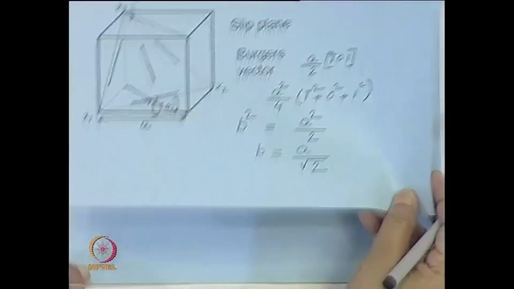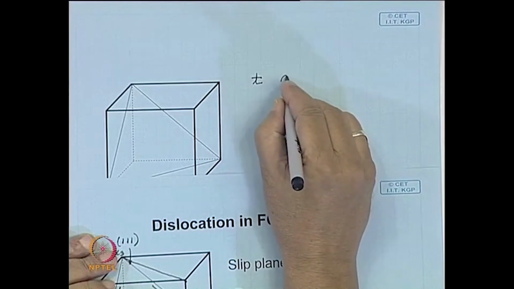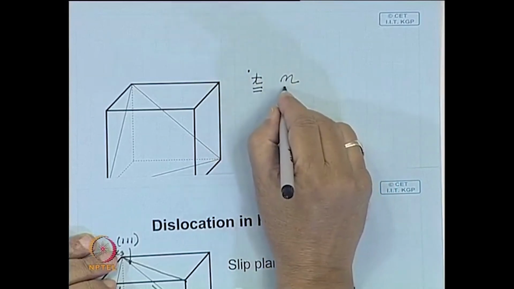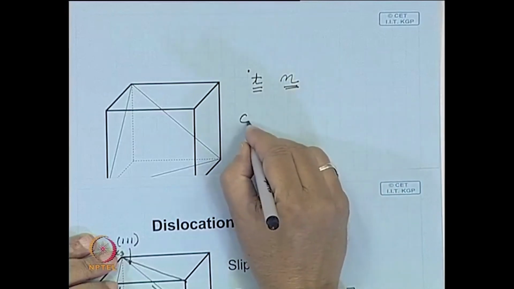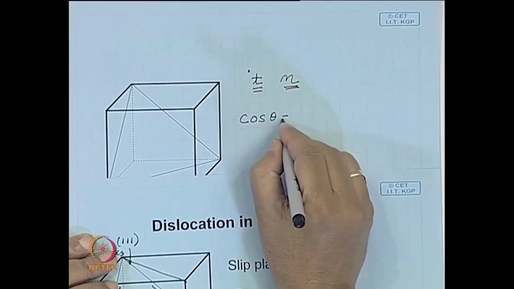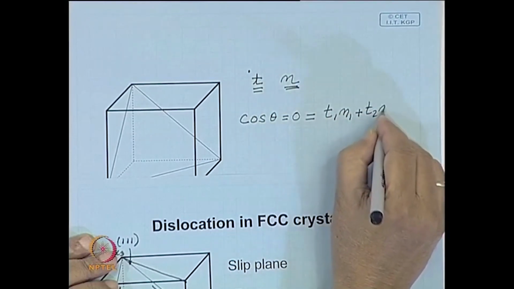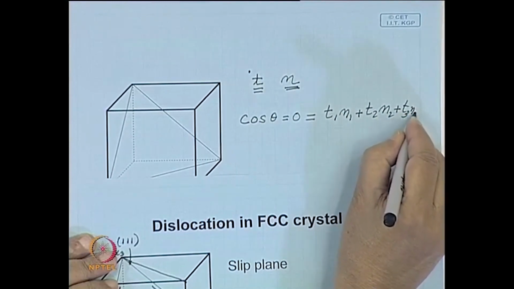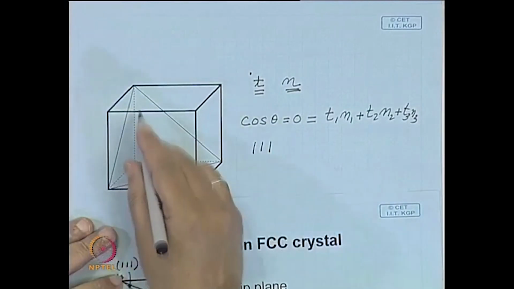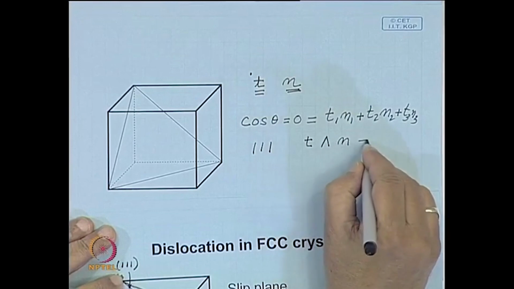If you recollect cos theta, for a direction, say a vector t, to lie in a plane n, the best way to check is whether they are at right angle. You check cos theta, the angle between t and the plane normal should be 90, so that means this is 0. So, that is t 1 n 1, t 2 n 2, t 3 n 3. This should be 0. Suppose this plane is 1 1 1. So, this direction t should be perpendicular, the angle between t and n is 90.